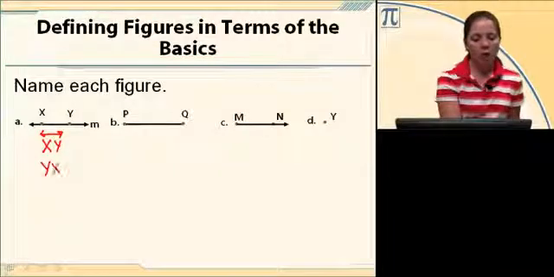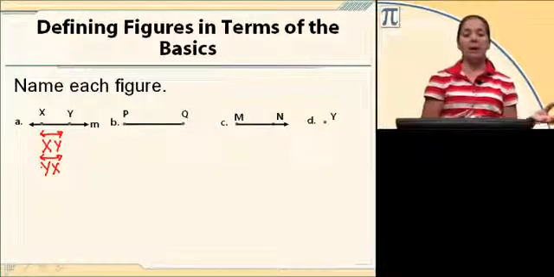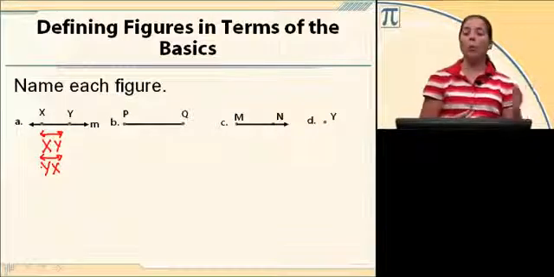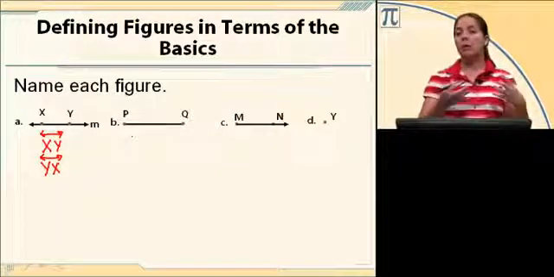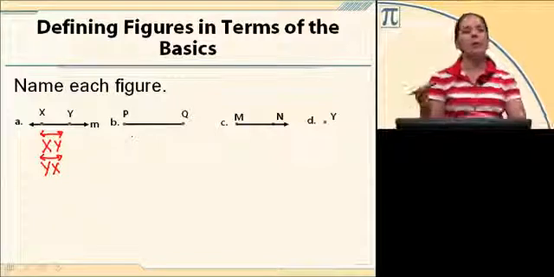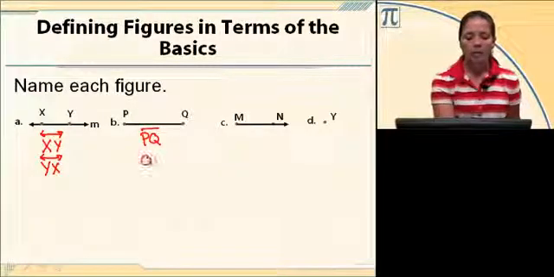I could call it line YX. Order doesn't matter with a line. I can write out the word line and then have either XY or YX. B, I've got a segment. I can write out the word segment and then the 2 letters in any order that I want, because with a segment, order doesn't matter.